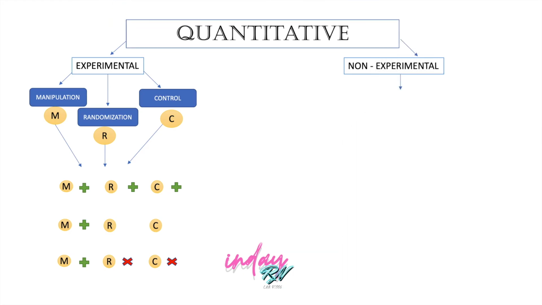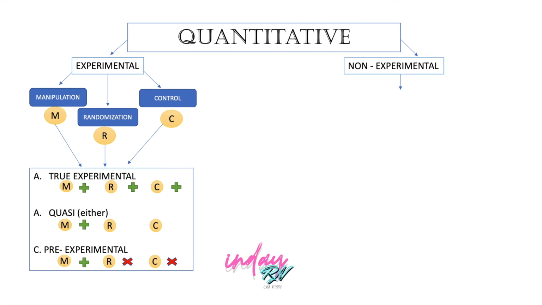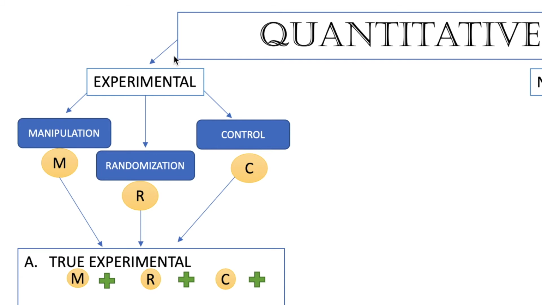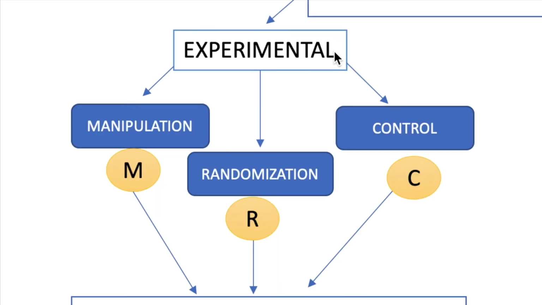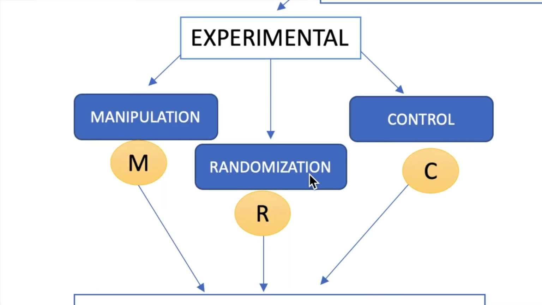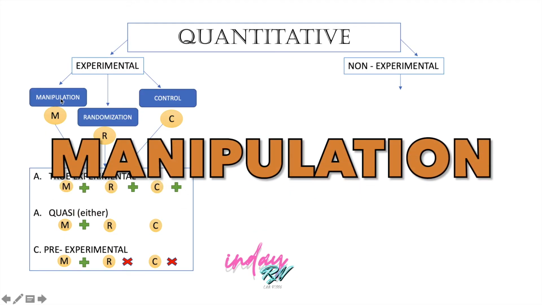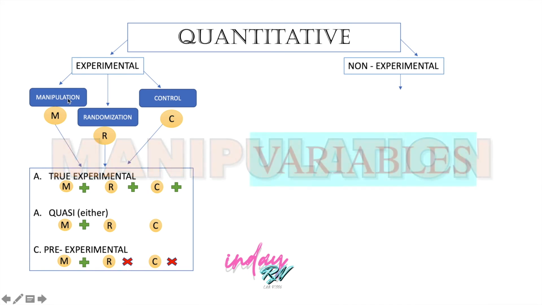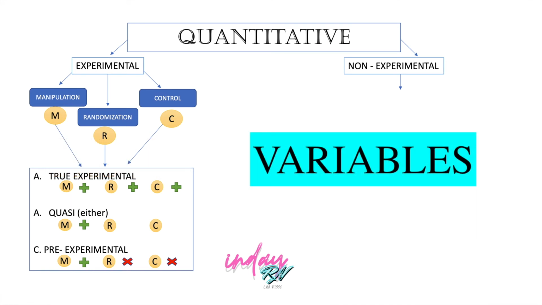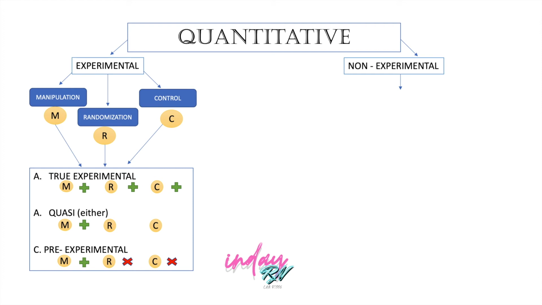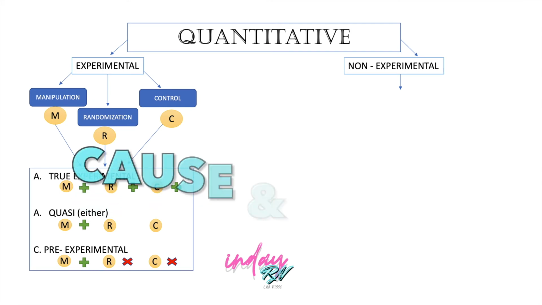So we are going to understand how the quantitative approach works. Here in the quantitative approach, we have two types. That is the experimental and non-experimental. Here in experimental quantitative approach, we need to know the differences of manipulation, randomization, and control because they are significant or they are contributing in the experimental approach. So number one is manipulation. Here in the manipulation, we always have variables. I mentioned earlier the independent and dependent variables. So here in the manipulation, we are actually looking for the cause and effect.